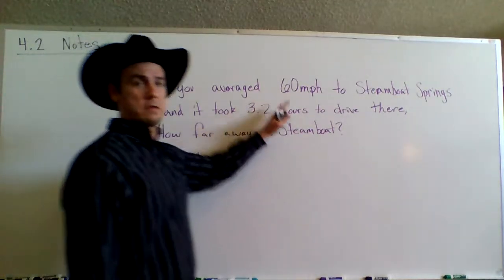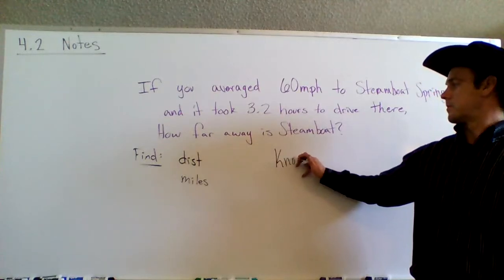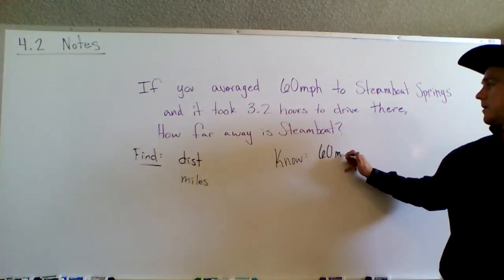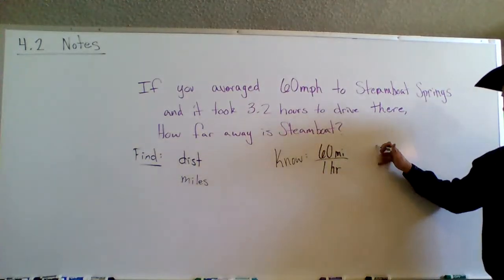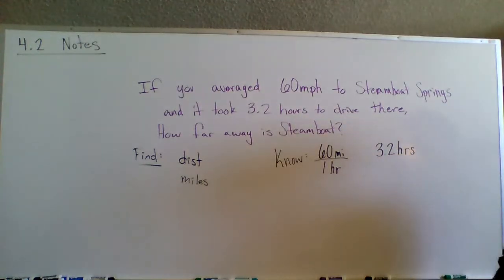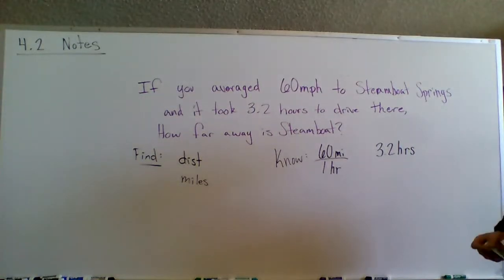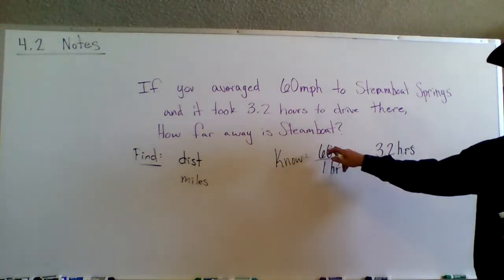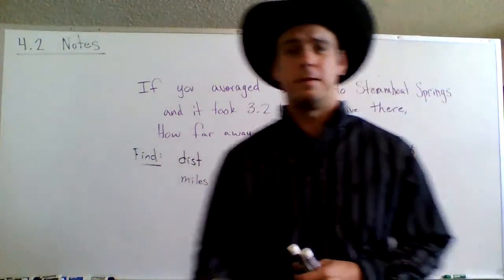Okay, we know two things. We have 60 miles per hour. We also have 3.2 hours. Okay, this one is pretty straightforward, pretty simple. If you guys see here, if we just multiply these together, my hours cancel. You're going to get 60 times 3.2, and that's going to give us how many miles away Steamboat actually is.